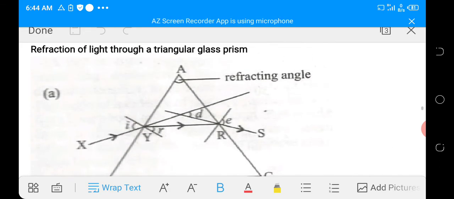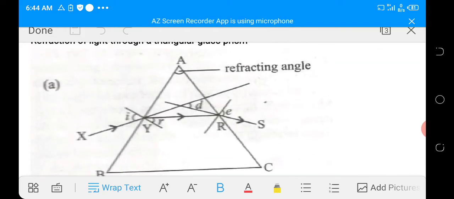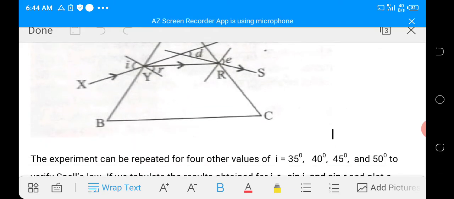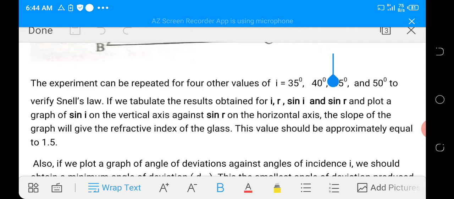So when the angle of incidence is varied, starting from 30 degrees to 35, 40, 45, 50, and we plotted the various sine of angle of incidence against the sine of angle of refraction, we can verify Snell's law, which is going to give us a constant value, the slope of which will be approximately equal to 1.5, which is the refractive index of the glass.